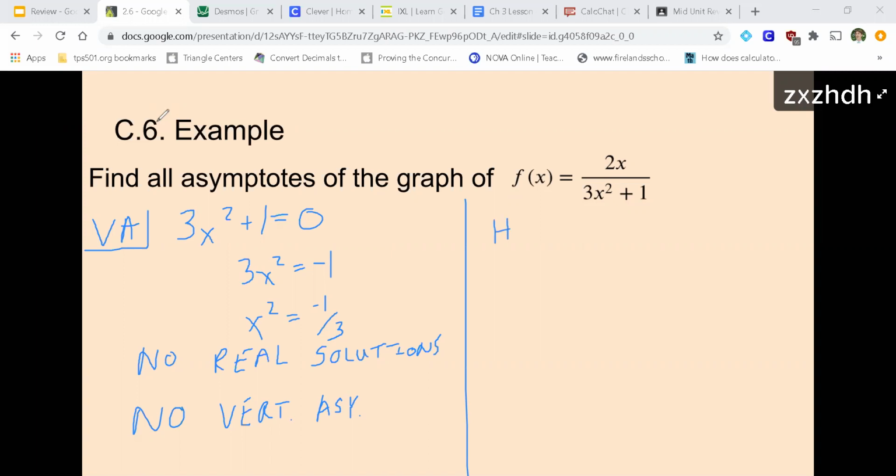For horizontal asymptote, what's the degree of the top? 1. X to the first is the highest power. What's the degree of the bottom? 2. X squared is the highest power. If we're bigger on bottom, then the horizontal asymptote is y equals 0. Done. This function has no vertical asymptotes and one horizontal asymptote: y equals 0.